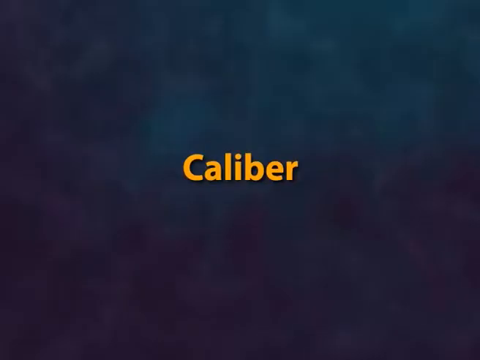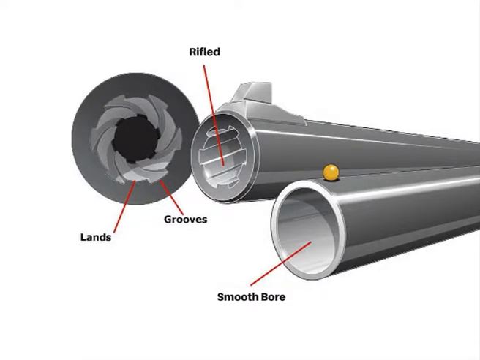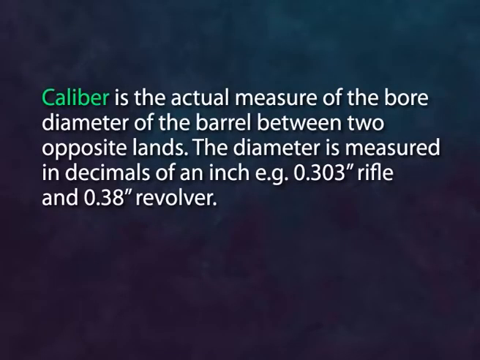Before moving on to nomenclature, let us understand caliber. Caliber is a term associated with rifled firearms. The rifled barrel has canal-like furrows called grooves. In between two adjoining furrows, there is a raised portion which is called the land. Caliber is the actual measure of the bore diameter of the barrel between two opposite lands. The diameter is measured in decimals of an inch, for example .303 inch rifle and .38 inch revolver.